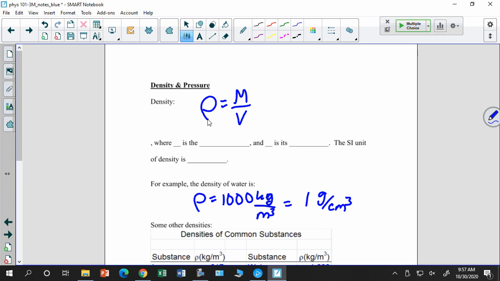You might ask the question, you know, why is the density of water 1, or why is it 1,000? Have you ever thought about that? Why is the density of water 1?